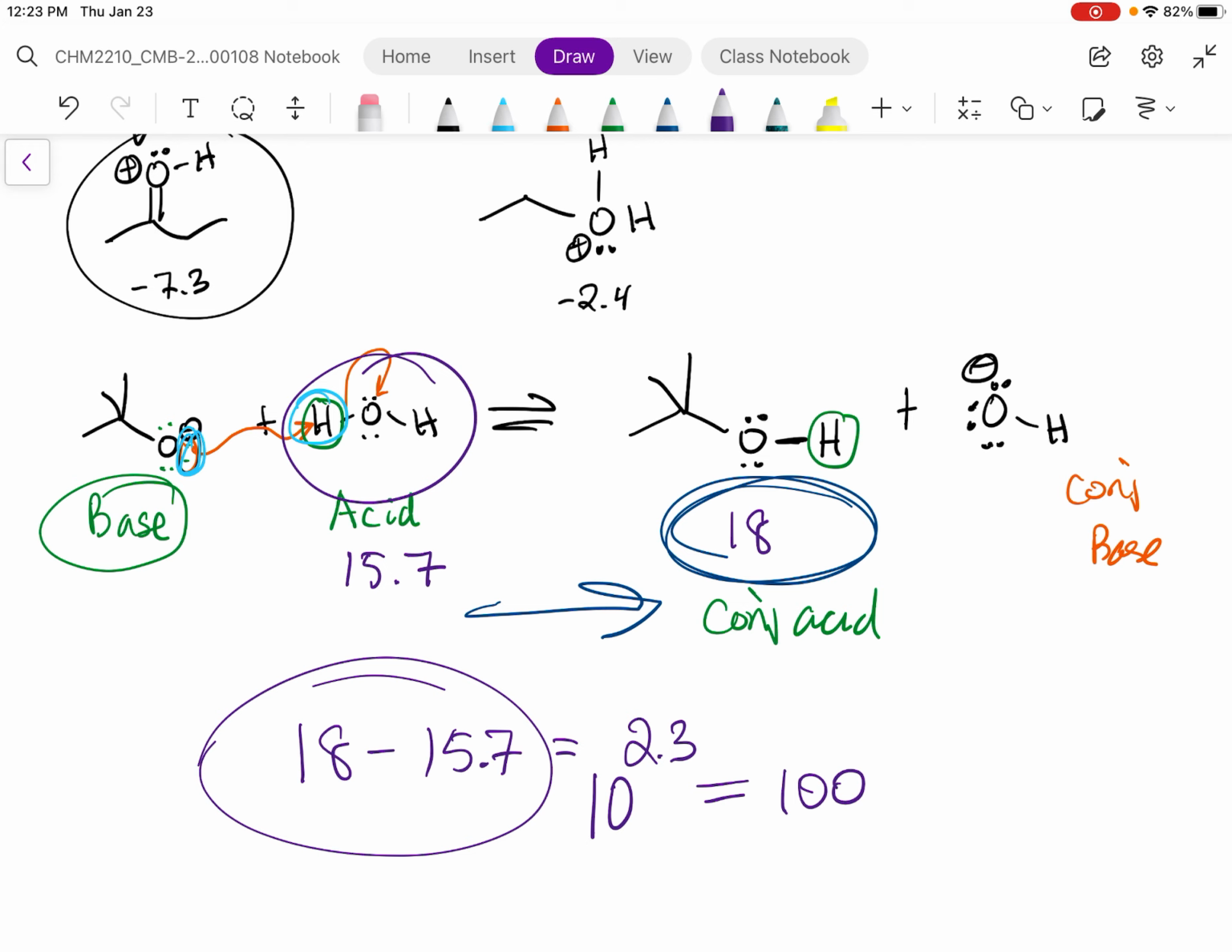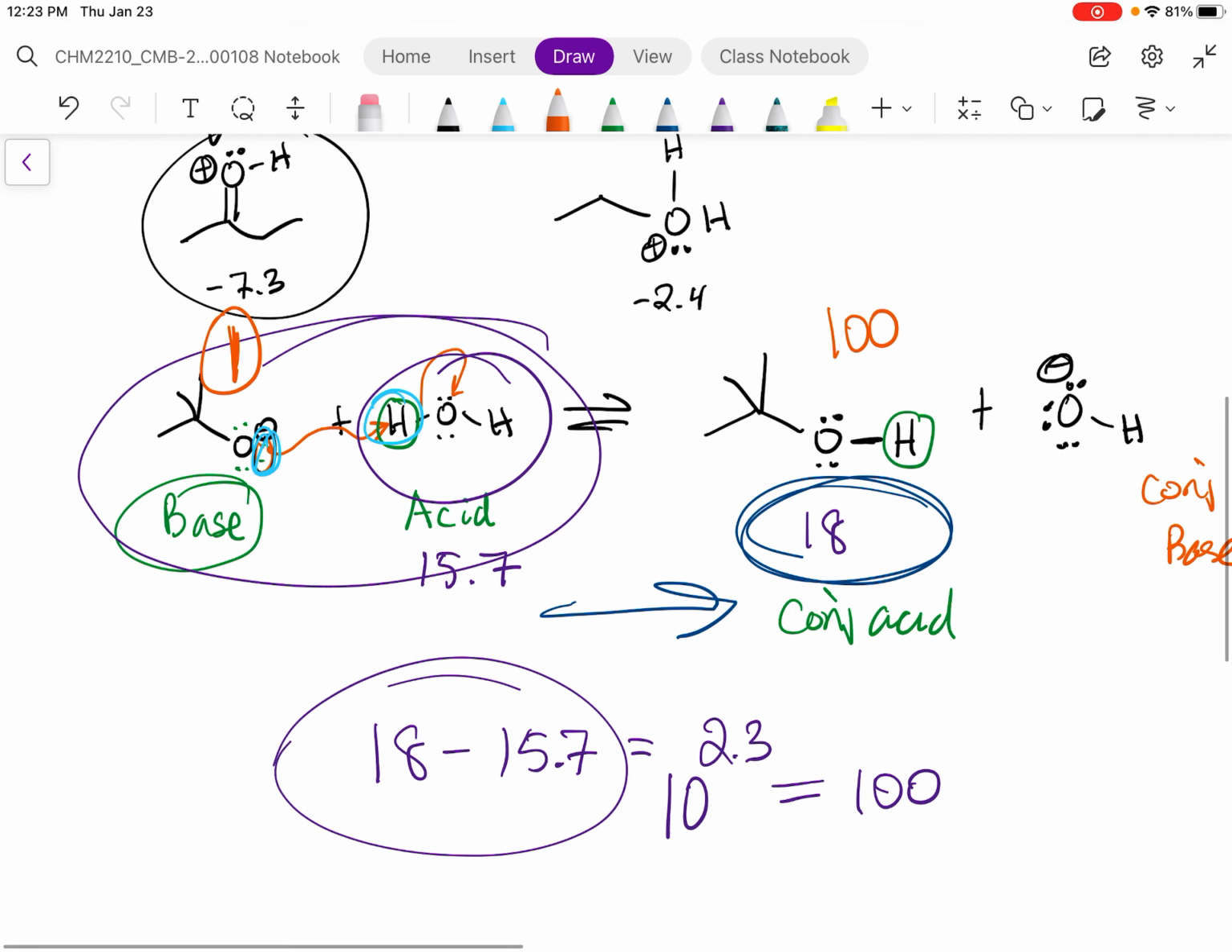So we can say that when you do this reaction, when you put those two reagents together in some water, it's going to be favored to the right by 100 times. Put another way, for every 100 molecules of your terbutanol, you're going to get 1 molecule of your terbutoxide. That's what that's saying, right? That's what 100 times means. So it's favored to the right by 100 times, not 2 times. Good.